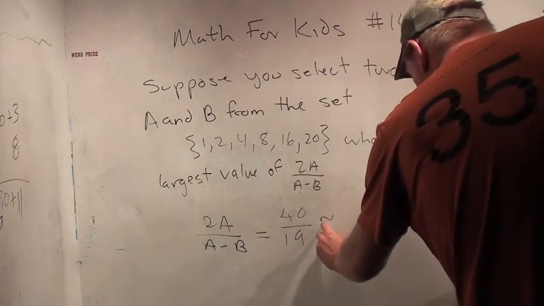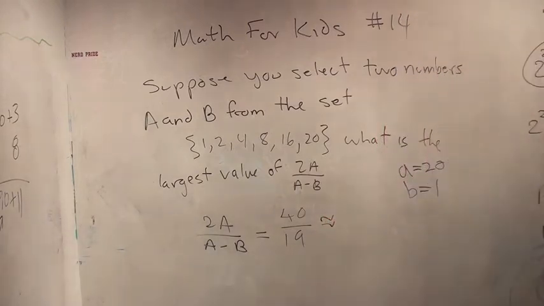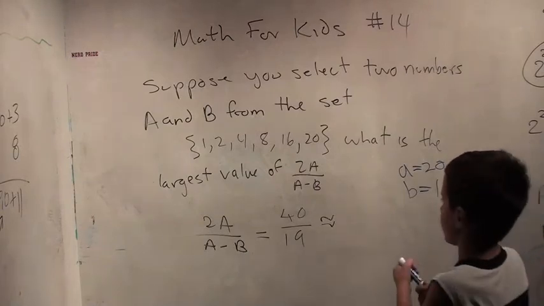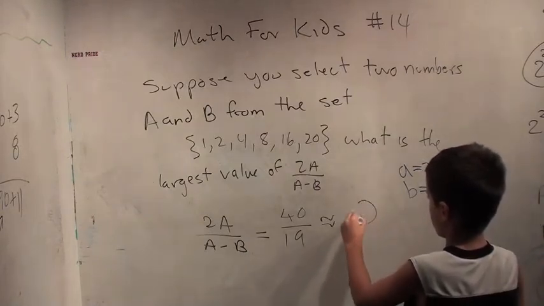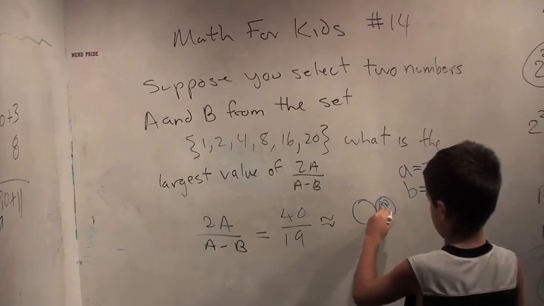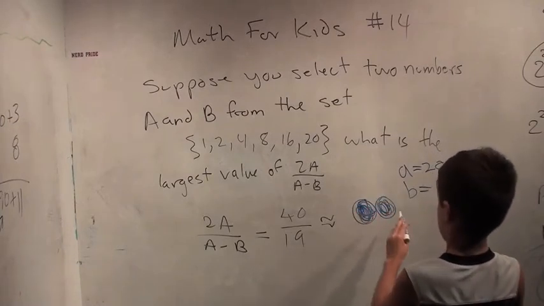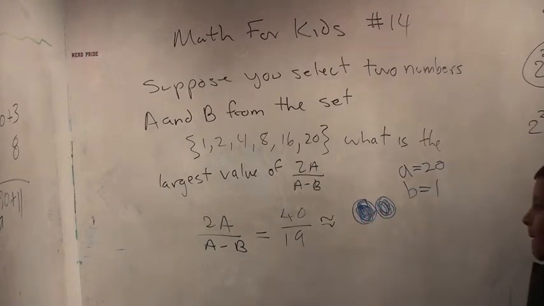So if we drew out our pies, what is this about equal to? It's really close to being equal to... It's about equal to 2 whole pies. It's just a little bit bigger than 2 whole pies. Okay? So that's when you picked a was 20 and b was 1.